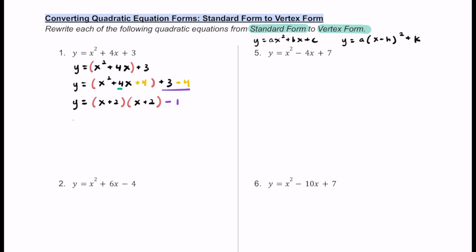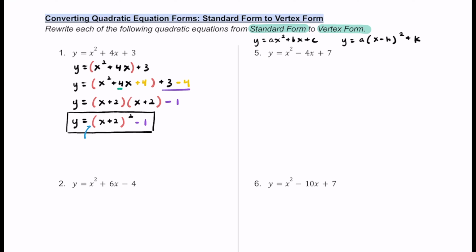And if you condense this just a little bit, you can say that we have two of these x plus 2's, so let's just say we have the quantity of x plus 2 squared, and then we have this minus 1 on the outside. So this right here would be our vertex form of the quadratic equation that we originally had in standard form.